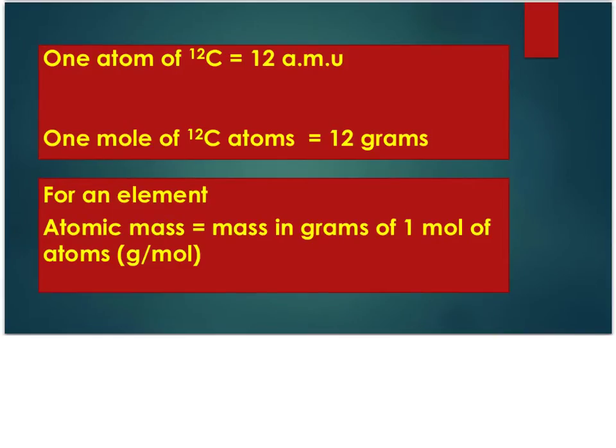So earlier we talked about isotopes, and that for isotopes we measure the relative mass in atomic mass units. So now we have one atom of carbon 12. Remember, this is the isotope of carbon. We say that it weighs 12 atomic mass units. And then we're saying that 1 mole of carbon 12 atoms would weigh 12 grams. So for an element, the atomic mass is the same as the mass of 1 mole of atoms in grams. So atomic mass, the number that we see on the periodic table for each element, is the same as the mass of 1 mole measured in grams. And we use the unit of grams per mole.